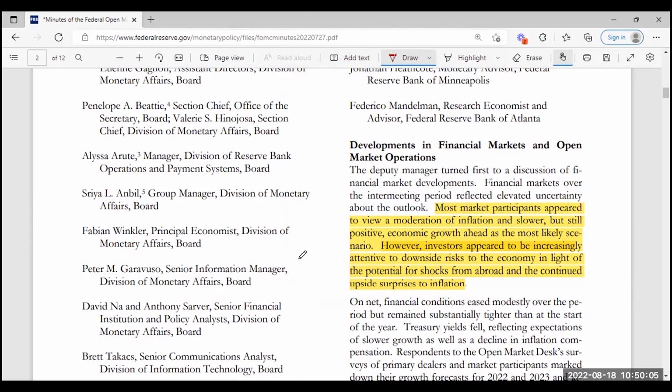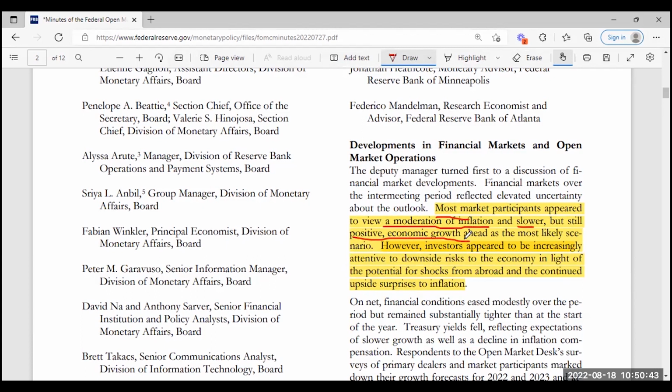All right, and that's the perfect comment. So they say most market participants, whether you agree with them or not, that's not the point, because I don't always agree with the Fed. But the Fed is saying most, maybe minus Leroy, right? Most market participants appeared to view a moderation of inflation. The language they use is very important, and slower, but still positive economic growth ahead. And that's like Powell's lines during those press conferences.